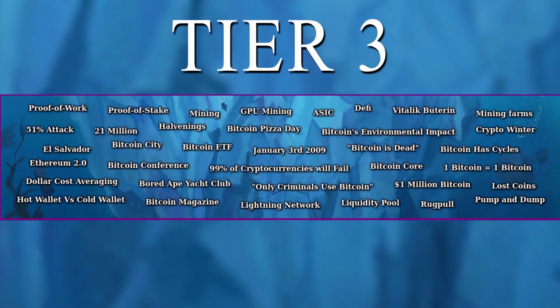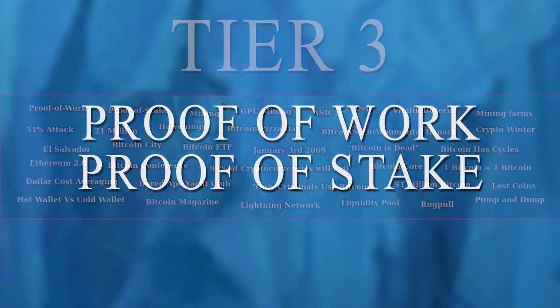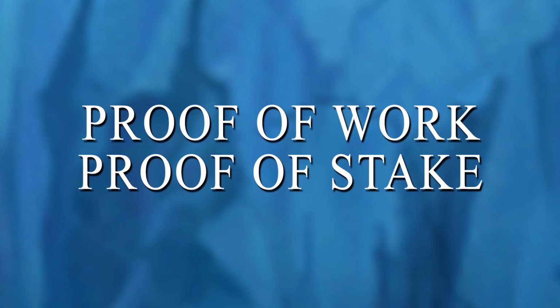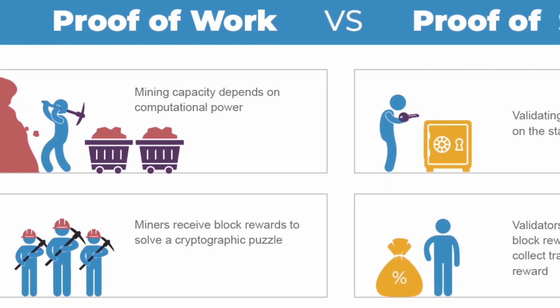This goes over things that people in the crypto industry already know about, but the average person might not know. Proof of work and proof of stake. These are two types of crypto consensuses.